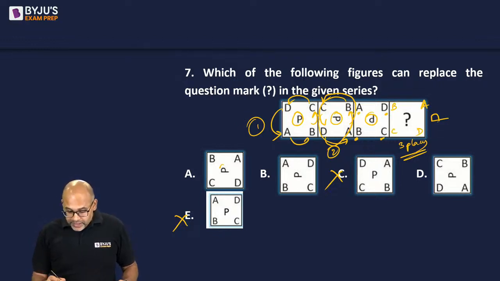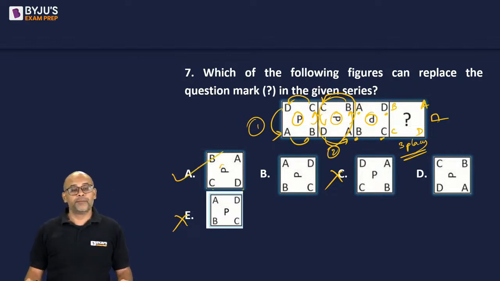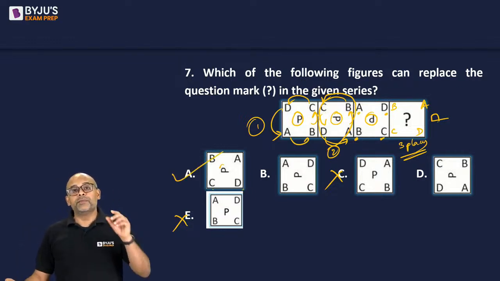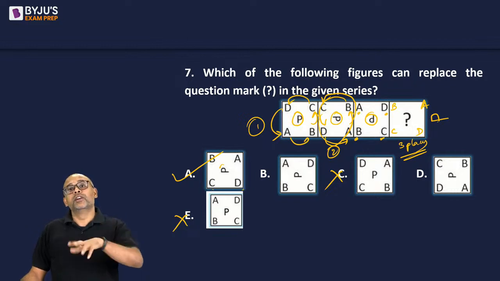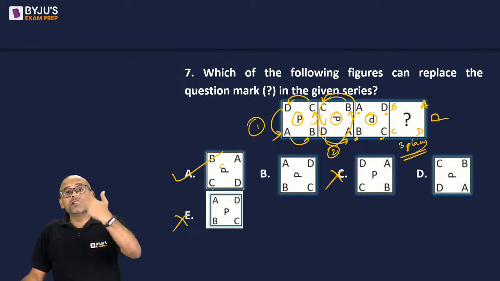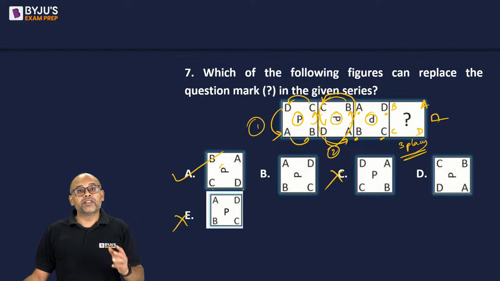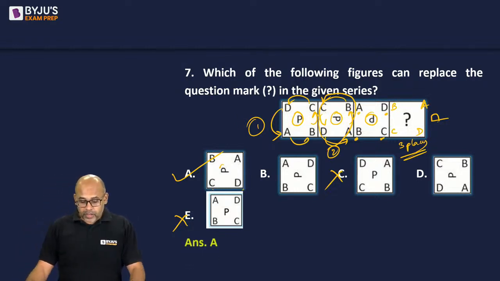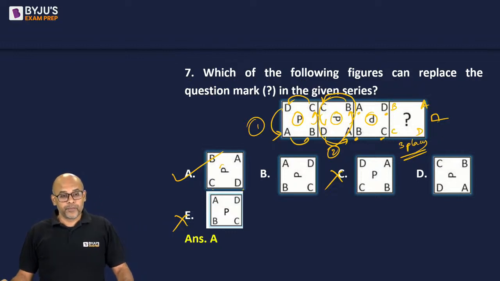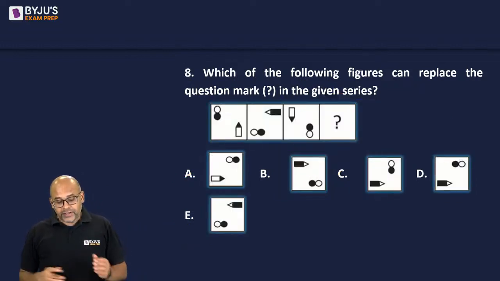So A, B, C, D in this way, where is it? A, B, C, D. Yes, it is option A. So it is basically 1 rotation, 2 spaces rotation, then 3 spaces rotation. That is the logic used here. Clear? That's answer A.